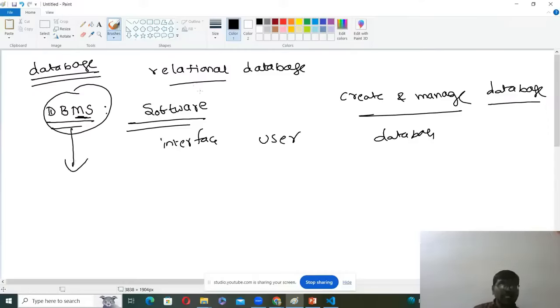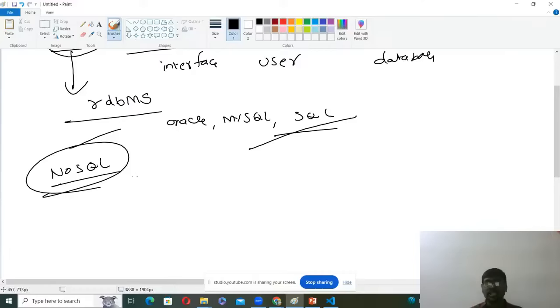Why are we moving to SQL? Why are you not using NoSQL? Multiple questions are there. Generally, NoSQL means unstructured data. It handles unstructured data. Just for your understanding, SQL means Oracle, MySQL, SQL Server, etc.